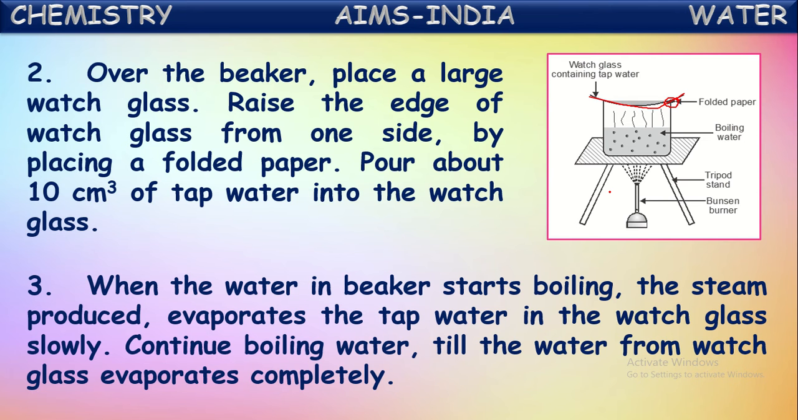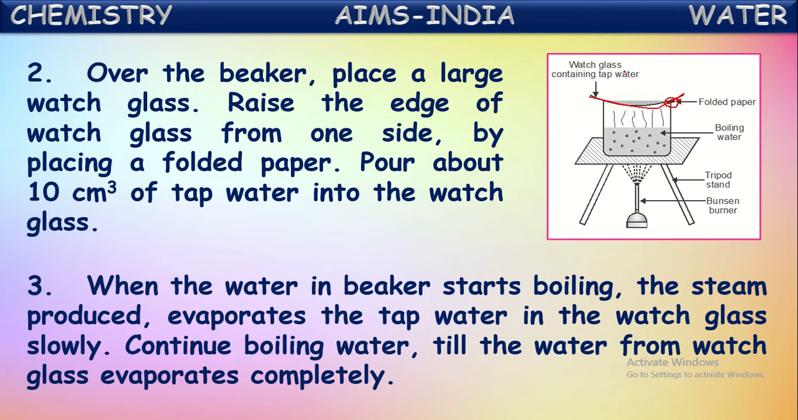When the water in the beaker starts boiling, the steam produced evaporates the tap water in the watch glass slowly. So what happens now? We started to heat this water in the beaker by using the Bunsen burner. Now this water present in the beaker starts evaporating, isn't it? So these vapors come out and touch this watch glass, so that the watch glass also becomes hot, and the water present in this watch glass also starts evaporating.